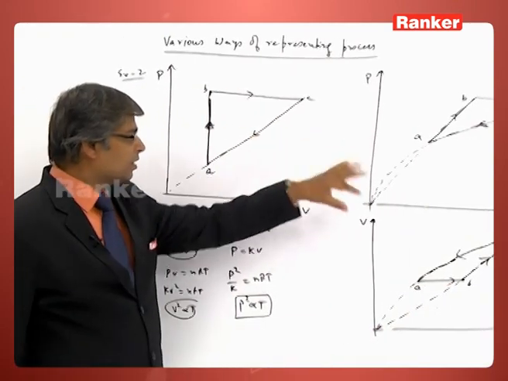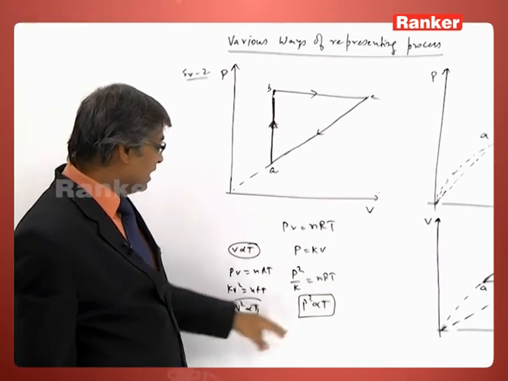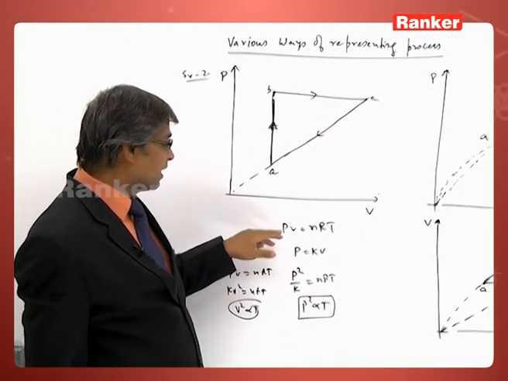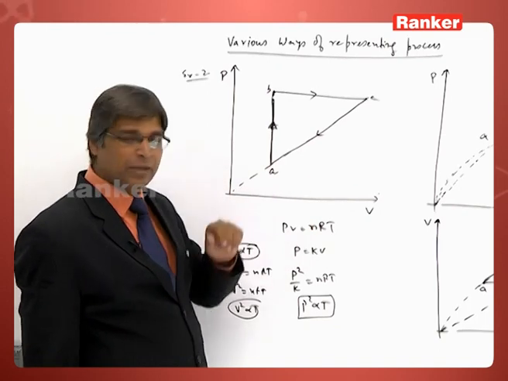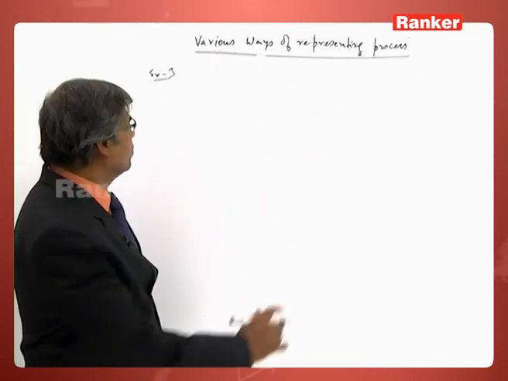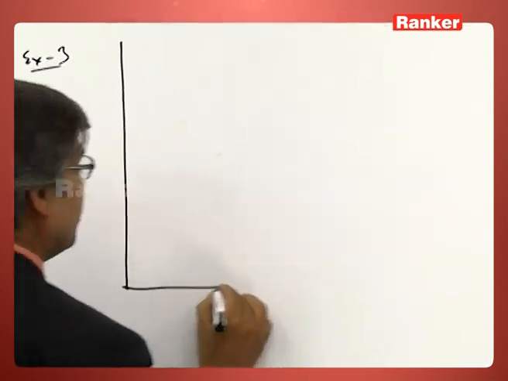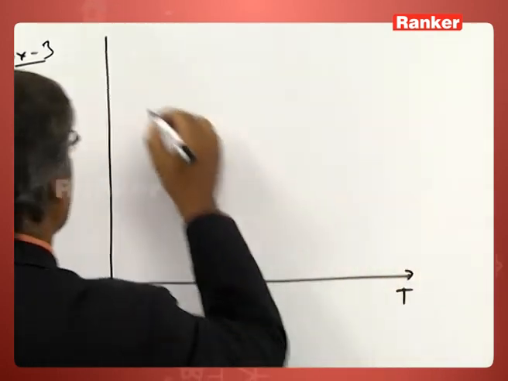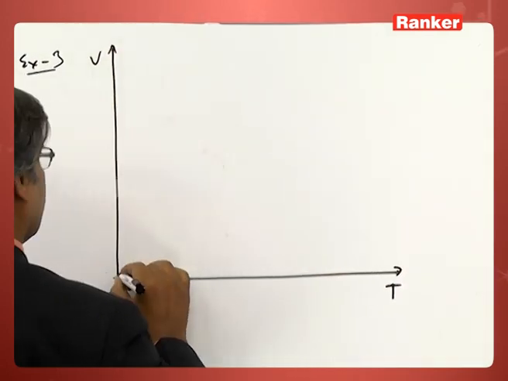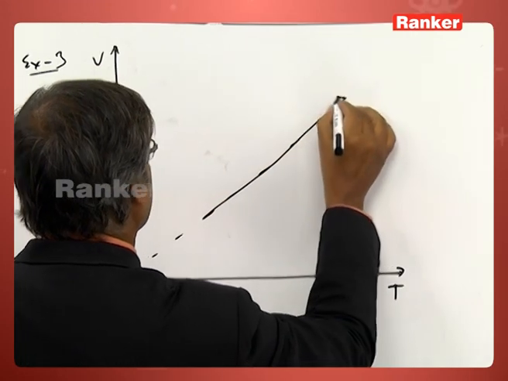So these transformations are very important because it tells us the functional relationship between pressure, volume and temperature and how they are plotted. So now come to another graph which is the VT graph given, and let us again take a curve like this.